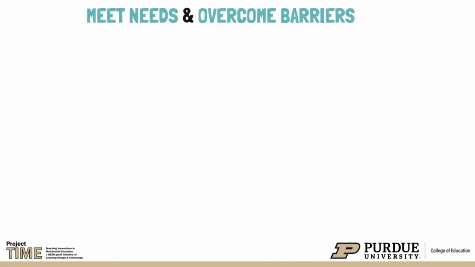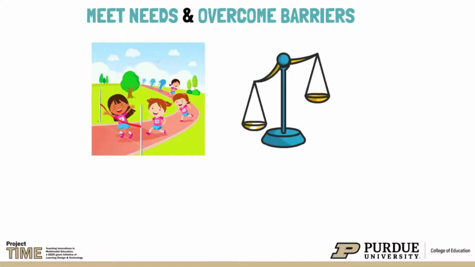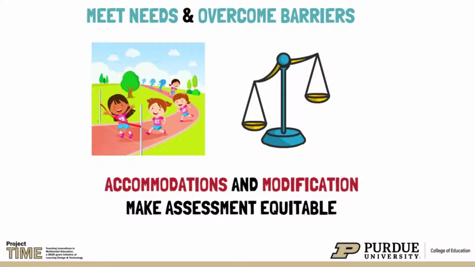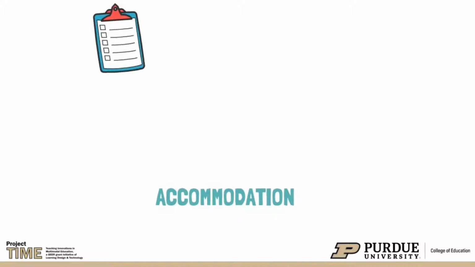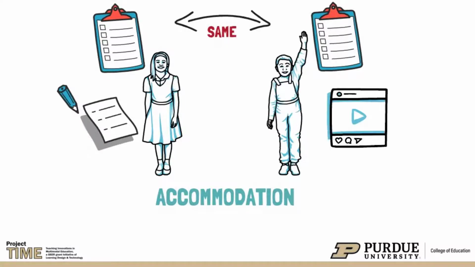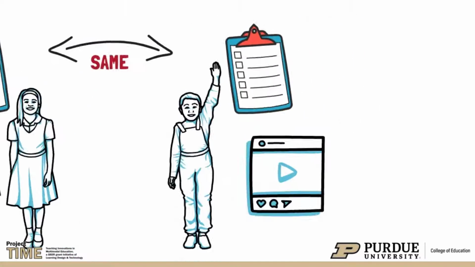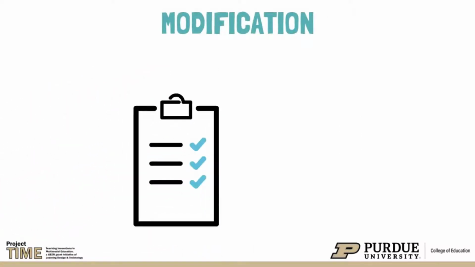To ensure special population students' unique needs are being met and barriers are overcome, teachers must comply with laws associated with accommodations and modifications. Accommodation and modification are two approaches to making assessments equitable for all students. In assessment through accommodation, the assignments given to special populations and general education students are the same, but the approaches by which students are assessed are changed.